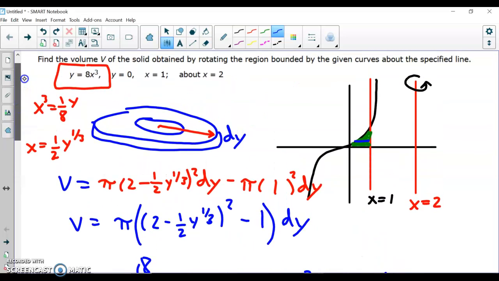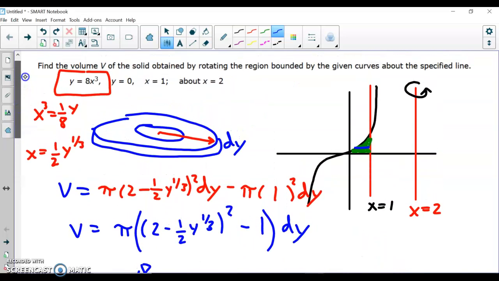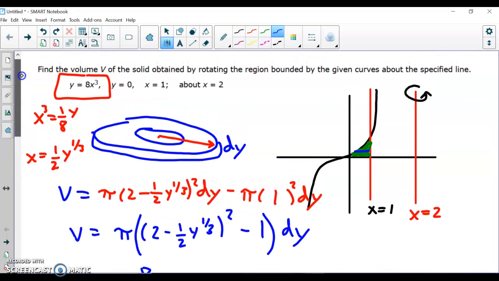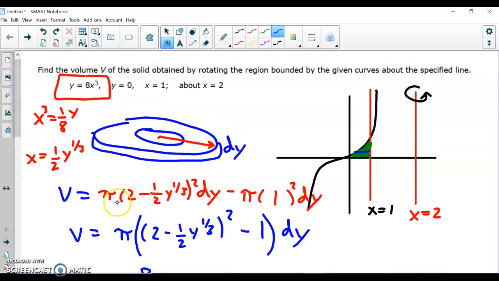This could have been done using shells, by the way, so this might be a good problem to look at if anyone cares to see it using shells as well. But this being a 6.2 question, we did it with discs, ended up being a hollow center, so we call that washers, right? Because we're rotating about this line x equals 2, and the whole region doesn't even exist from here onward. So there is a hollow center, so I'll use the washer.